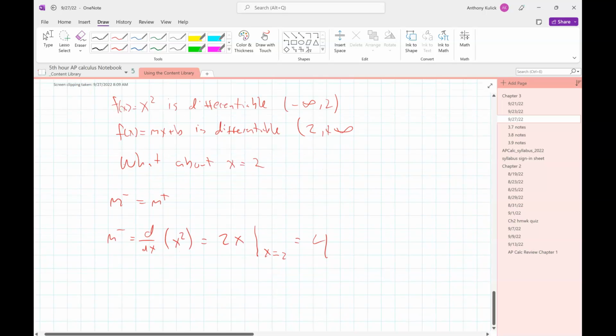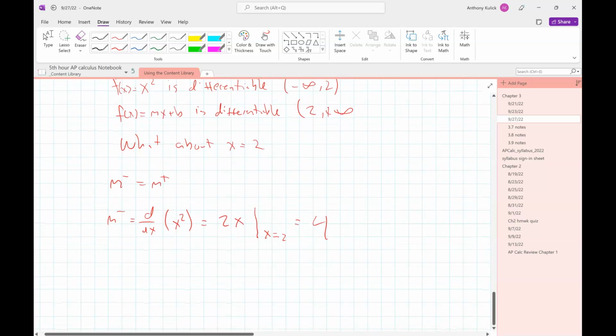Okay, so you said the derivative of x squared equals 2x, and 2 times 2 equals 4 because you plug in x equals 2. And then I know that this is happening at the point (2, 4).